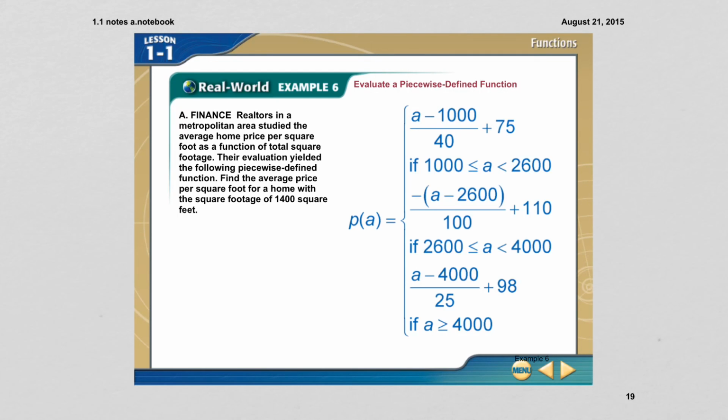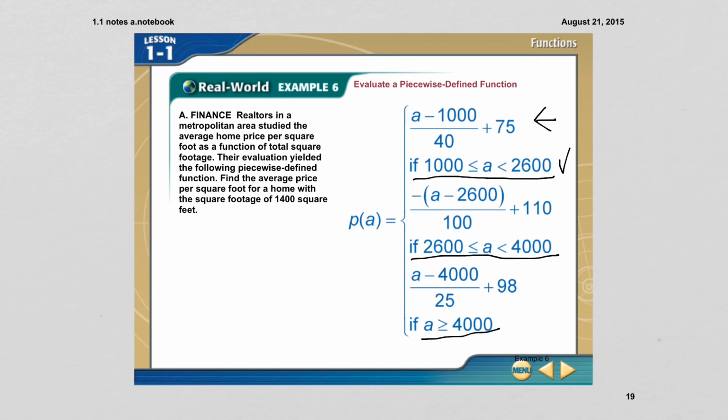Well, first thing we need to find out is which interval 1400 is in. We have our first interval here from 1000 to 2600. Our second one is from 2600 to 4000. And our last interval is anything greater than 4000. We can see that 1400 is going to be in this interval. So that means we use this function.